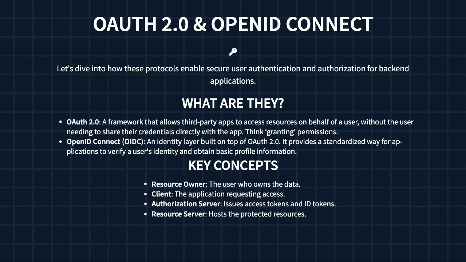Then, OpenID Connect builds on top of that, specifically adding a layer to verify the user, confirming their identity. Think of it as OAuth 2.0 with an added authentication step. We'll break down some key players: the resource owner, the client, the app, the authorization server where you get the tokens, and the resource server where your data lives.